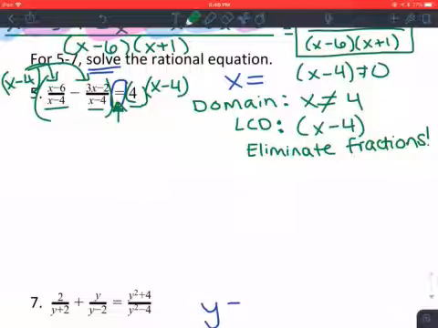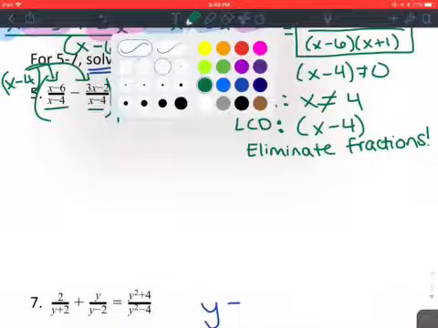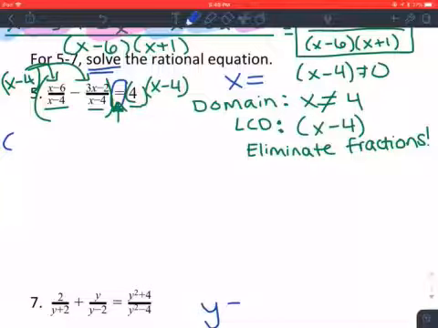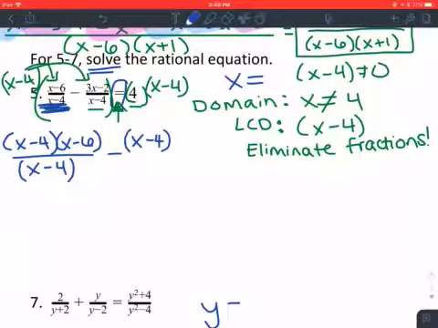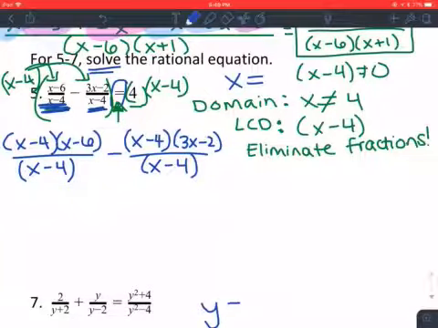So, all I'm going to do next is rewrite out my x minus 4 times x minus 6 divided by, we still have this denominator of x minus 4. Alright, minus, we've got our x minus 4 that we've distributed to our 3x minus 2. All over, we still have this x minus 4 denominator. And this is set equal to 4 times our x minus 4.